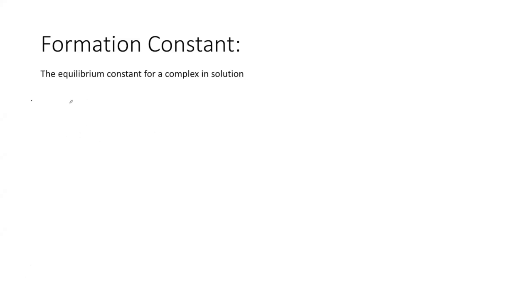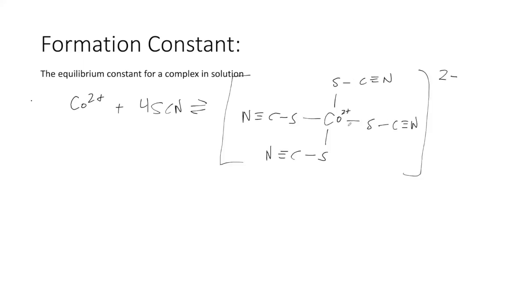So for example, we could have a cobalt 2+ ion and then 4 isocyanate ligands. And then this can be in equilibrium with a complex where we have our cobalt in the middle and then the 4 ligands attached to it. Overall, this will have a 2- charge on the complex, since we have a -1 charge on our isocyanate and then a +2 charge on our cobalt.